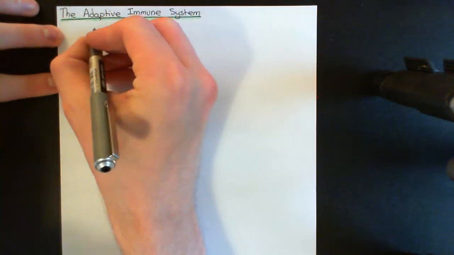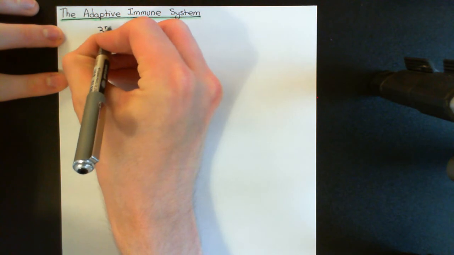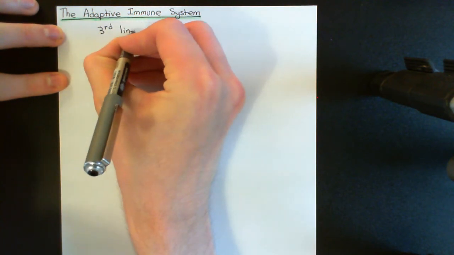If the second line of defense, the acute inflammatory response, fails to clear the pathogen, what we're now going to initiate is an adaptive immune response against the pathogen. This is also sometimes referred to as the third line of defense.